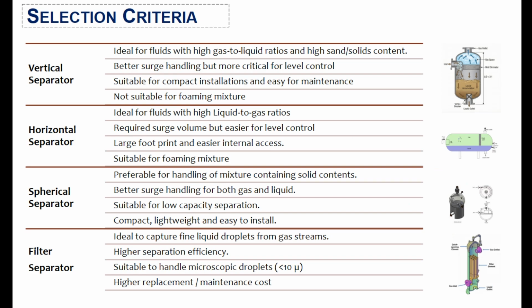Horizontal separators are ideal for fluids with high liquid to gas ratios, but they require surge volume and they are easier for level control. Horizontal separators have a larger footprint but they are easier for internal access, and they are also suitable for those mixtures that have the capability to generate foam.